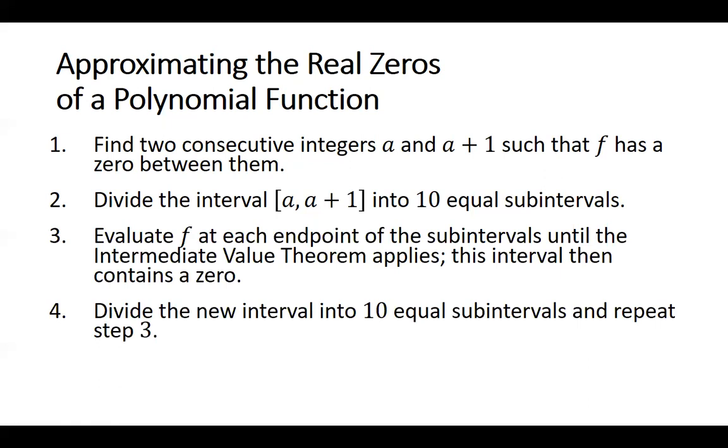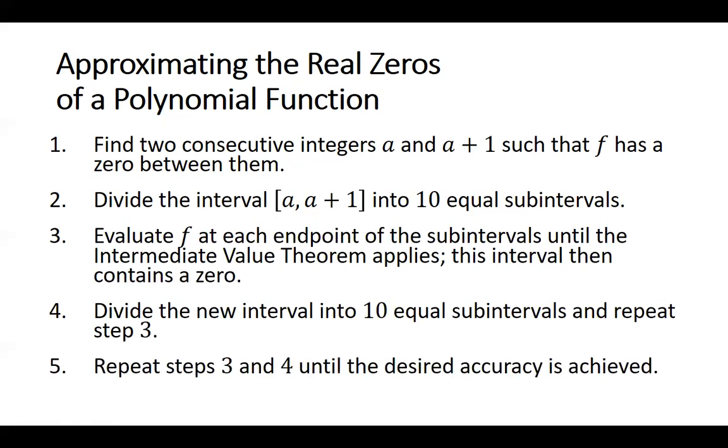Once we do that, we divide that new interval. So if we were going this, we were at tenths. Now we're going to go down to hundredths in that interval where we know there's a sign change. We're going to do the same thing again. We're going to go through and apply the intermediate value theorem and keep using that until we find that it changes sign. And then we know it's in that interval. And you just keep doing that over and over again until you reach the desired accuracy.